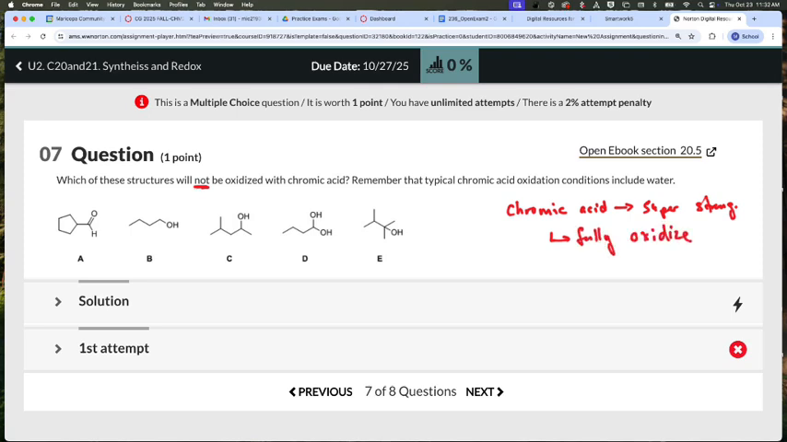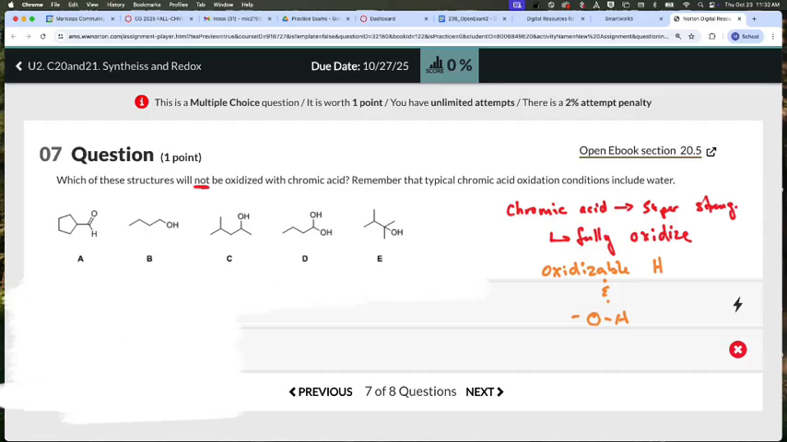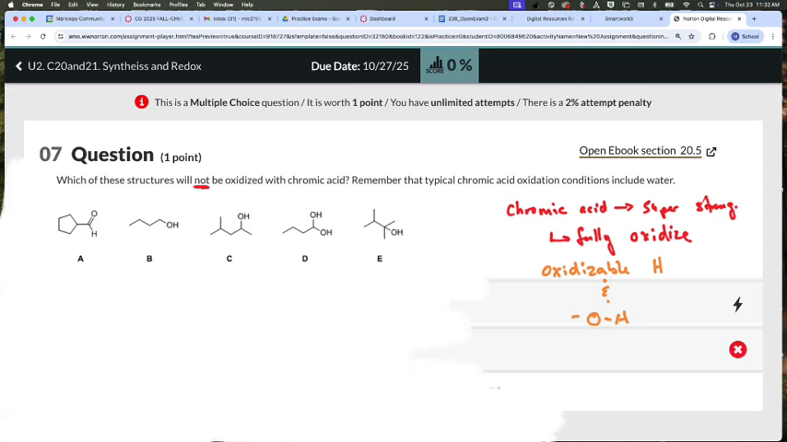So when we talk about fully oxidize, we've got a couple conditions that we need. We need an oxidizable hydrogen, and then I'm just going to say an OH. And we'll come back to that OH in a second. So when we're talking about our oxidizable hydrogens and an OH, let's ignore A for the moment because A doesn't have an OH. So let's look at B.